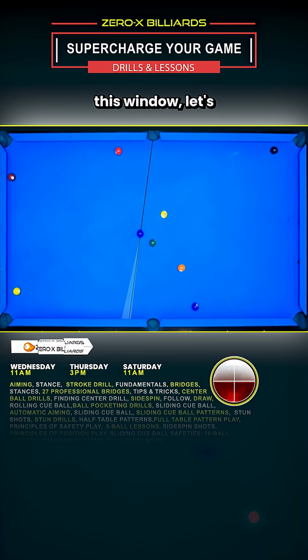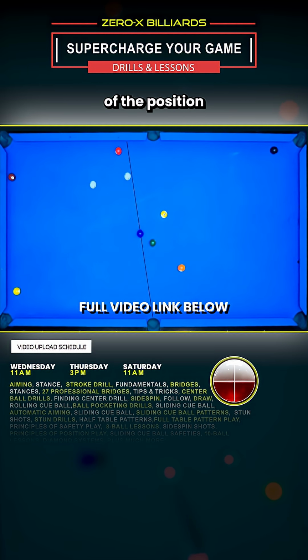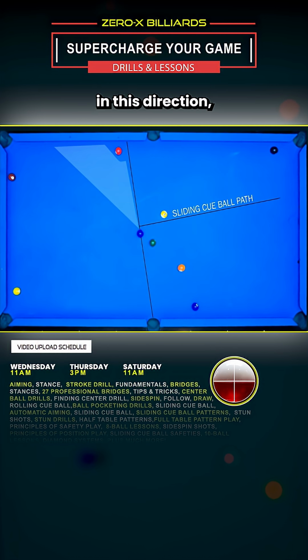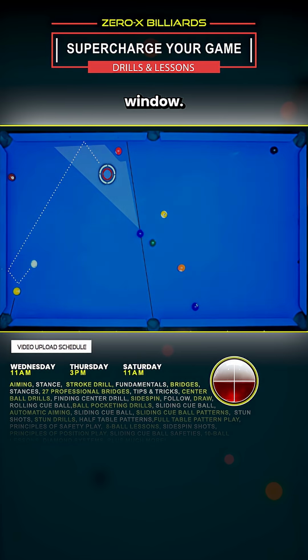Now that we have this window, let's check the window for the other side pocket. Once again, we'll place each ball on the table to indicate the edges of the position window. This window is much larger since the natural angle off the 2 ball heads in this direction, which means we can use low spin to create position for the 3 ball. So on this shot, the proper way to play the 1 ball would be to go 2 rails toward the middle of the side rail, landing in our position window.